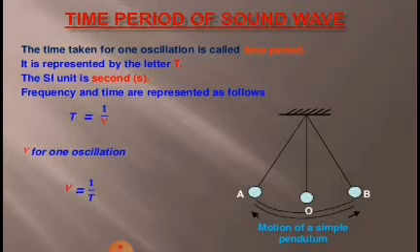Time period of the sound wave. Time taken for one oscillation is known as a time period. Its SI unit is second. So here you can write the formula: time period T is equal to 1 upon the number of oscillations. So the number of oscillations per second is equal to 1 upon T.